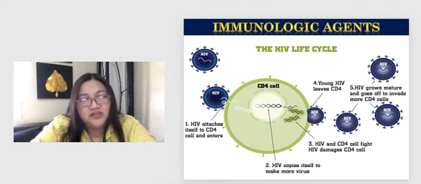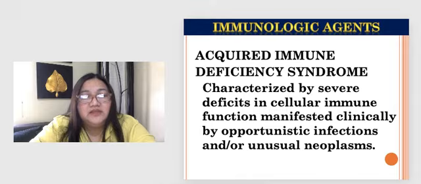Now, this is an HIV life cycle. I'm just showing it to you, no, na mabilis ang replication niya. It copies itself to make more virus and damage more CD4 cells. So yung CD4 cell, yan yung immune cell, the helper T cells being destroyed by the HIV. Hanggang sa magkaroon ka na nga ng AIDS. That's when you develop severe deficit in cellular immune function.